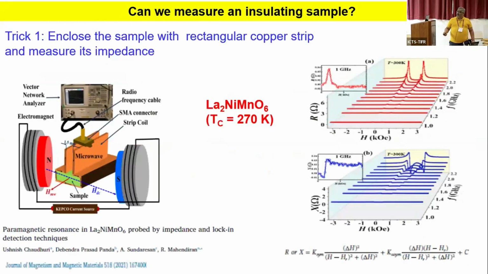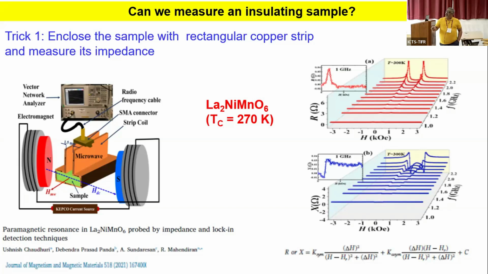Now, can I use this for an insulating sample? I cannot pass the current through the sample. So what should I do? Think carefully about it as an experiment. What idea can you get? So again, use the simple idea. I put the sample inside this microstrip we've made.